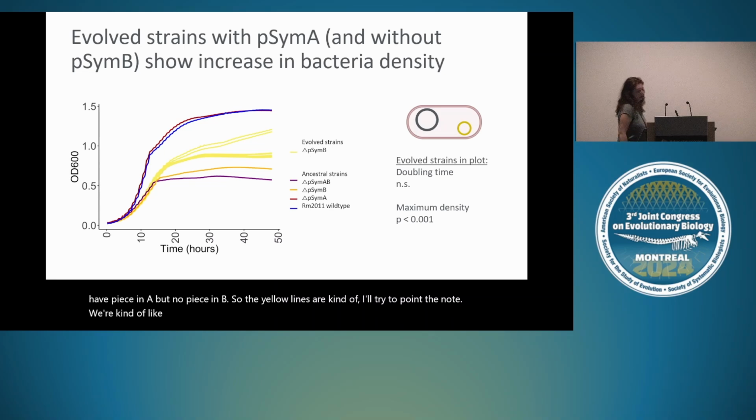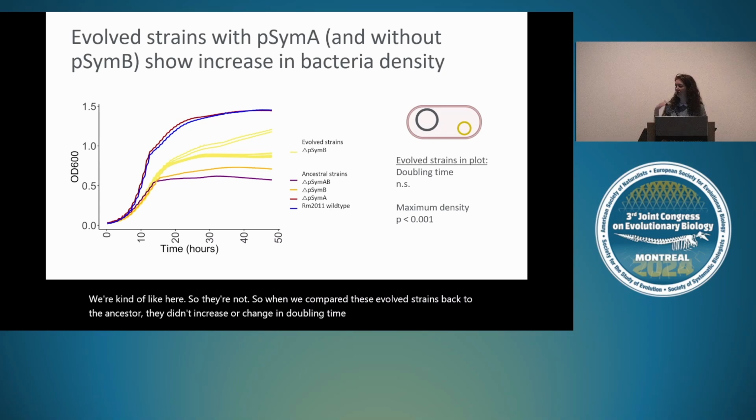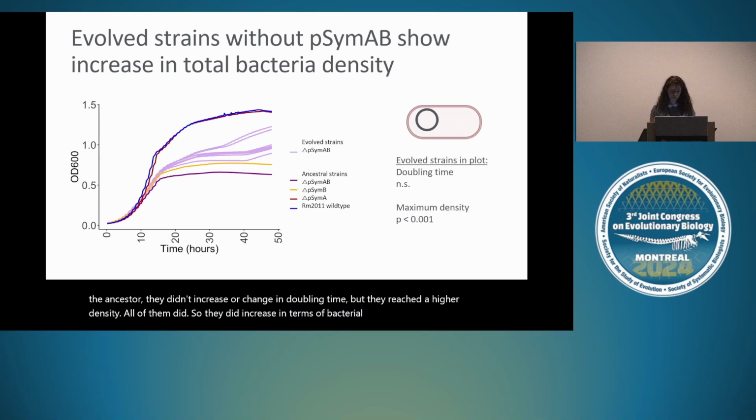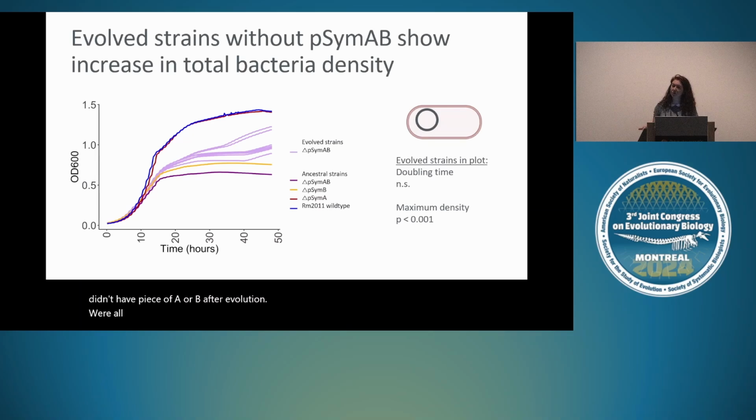So when we compared these evolved strains back to the ancestor, they didn't increase or change in doubling time, but they reached a higher density, all of them did. So they did increase in terms of bacterial growth. The same story, hopefully these lines are a little bit easier to see. So these are bacteria strains that didn't have PSMA or B. After evolution, they were all significant in terms of the maximum density they reached in the test tubes.